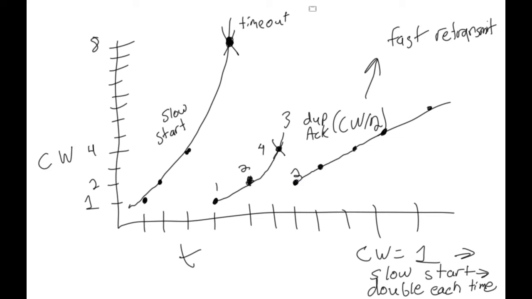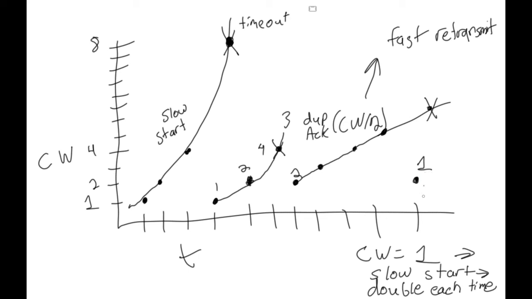So now 2 packets are sent out, 2 acknowledgements are received. Great, add 1. 3 packets are sent out, 3 packets are received. Great, add 1. 4 packets are sent out, 4 packets are received. Great, add 1. 5 packets sent out, 5 packets received. Awesome, add 1. And you keep going. And then either this would continue in the line, or if there was a loss, let's say there's a loss here, what do you do? Well, you set the congestion window back to 1, and then you do slow start again.